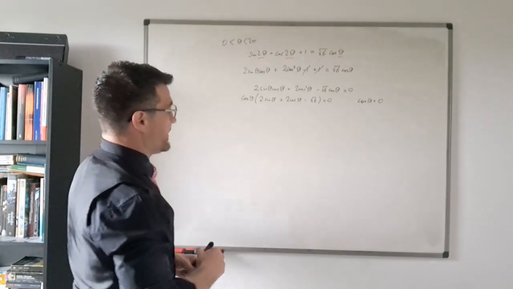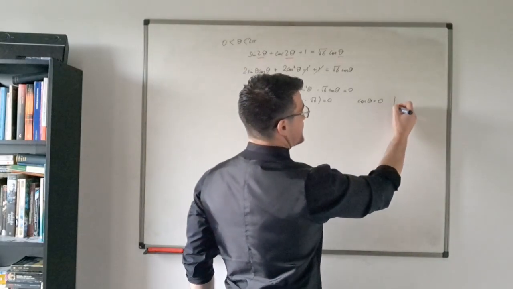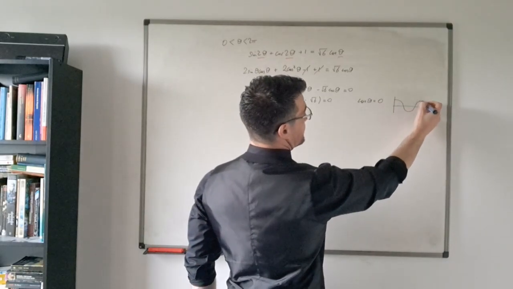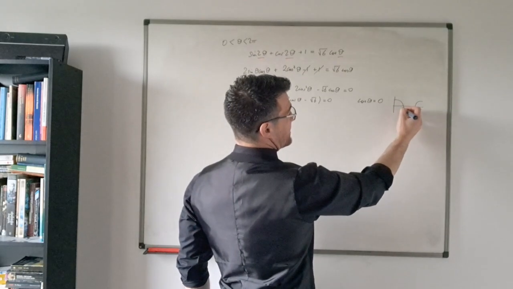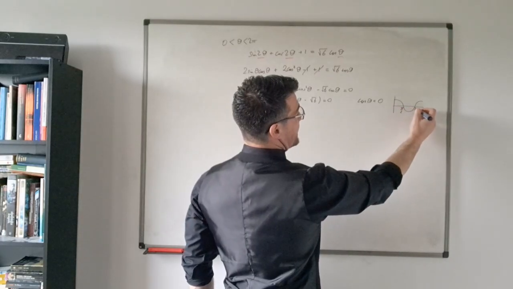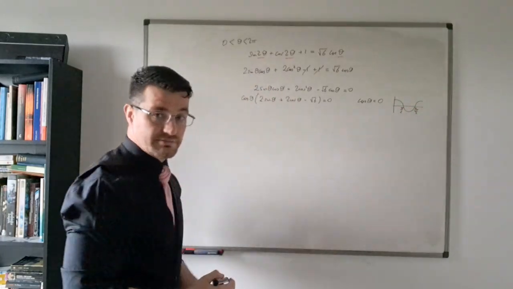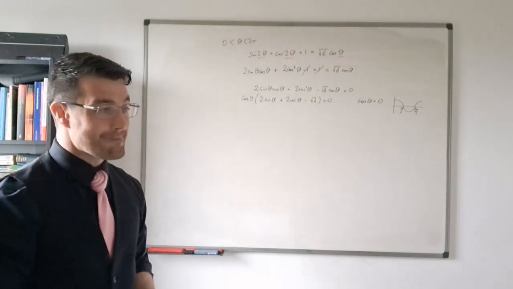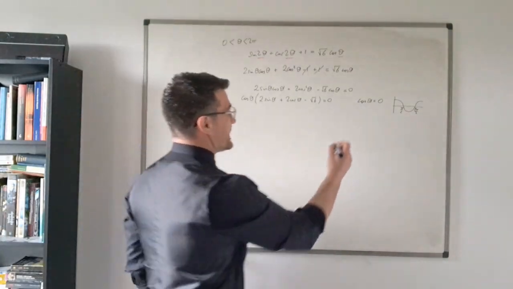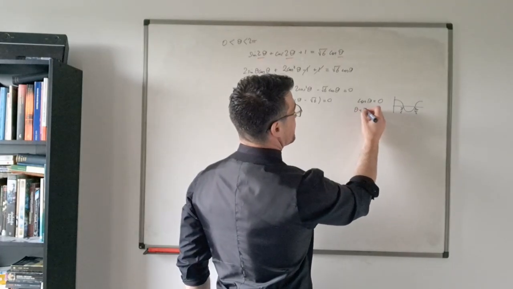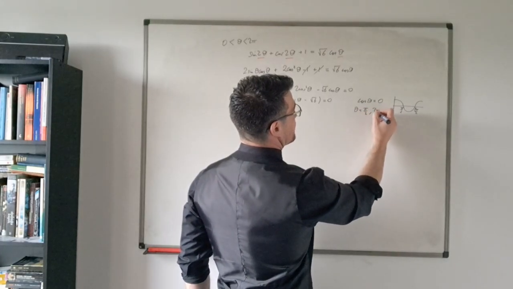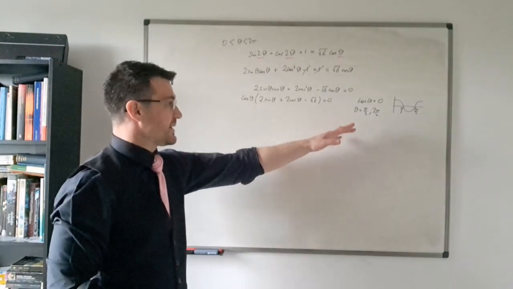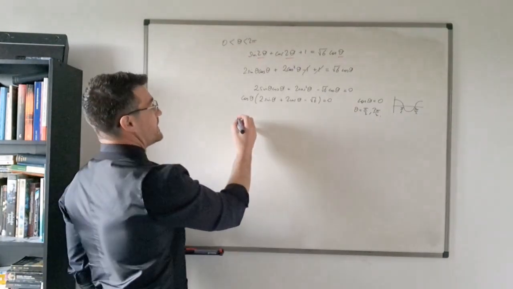Remember the range that we're in, so when is cos theta equal to 0? In the range 0 to 2 pi, it's here at pi by 2 and 3 pi by 2. Make sure you know your graphs of trigonometric functions. If you don't, okay, so theta equals pi by 2 or 3 pi by 2.